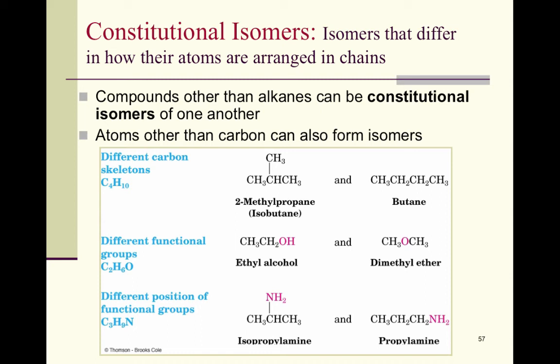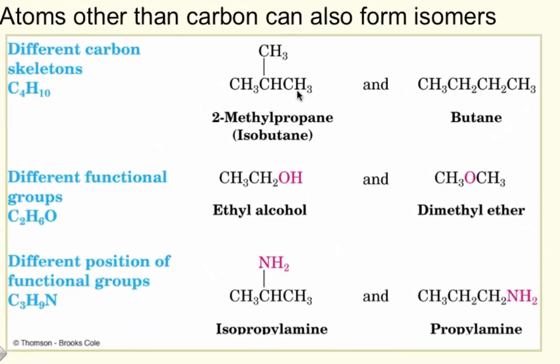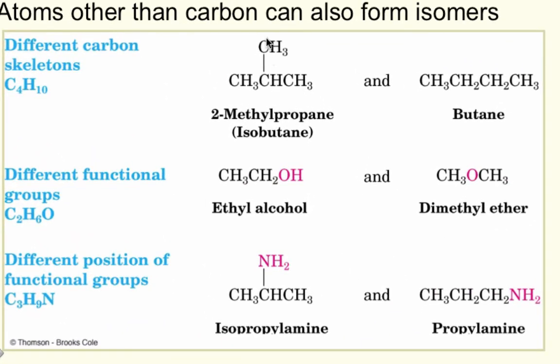We can have constitutional isomers with atoms other than carbon. So here's a few examples. We can have, and this would be the example we had earlier, different carbon skeletons where we have 3 carbons as our parent chain with a methyl group coming off of carbon 2, and that's a C4H10. And we also had butane as a straight chain right here, and those would be isomers of each other because they have the same molecular formula but a different structure.